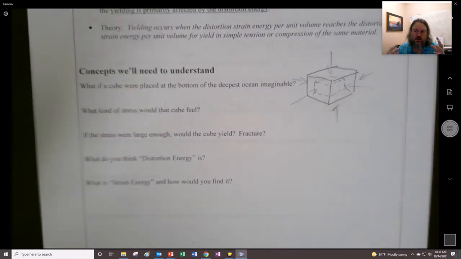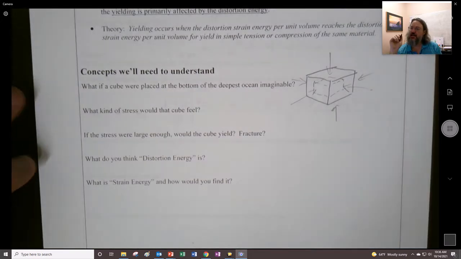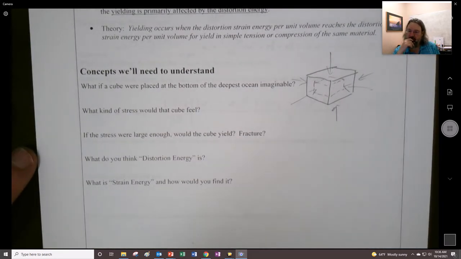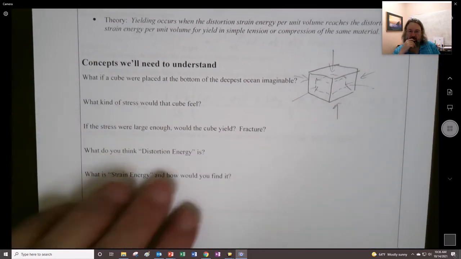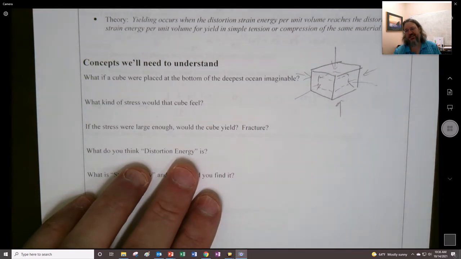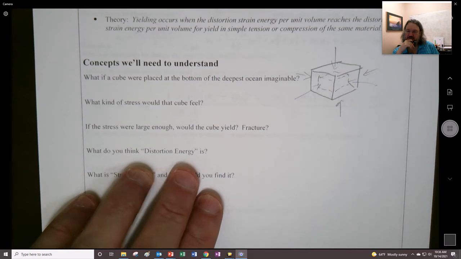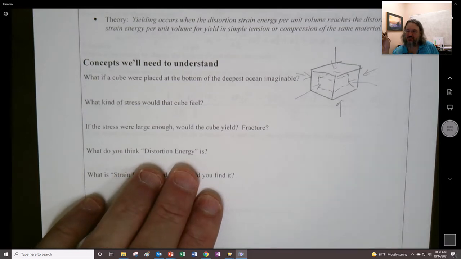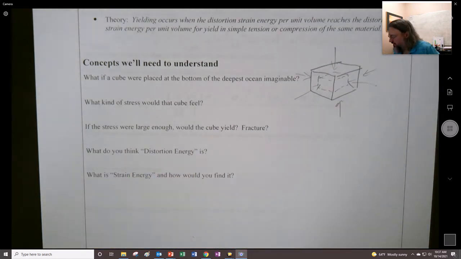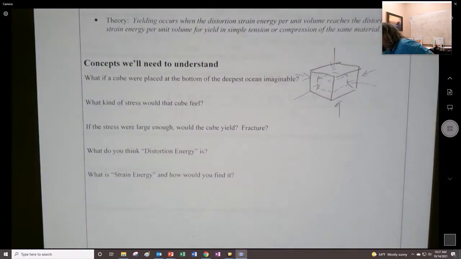So maybe you could get it in your head that that is a different kind of stress. That is hydrostatic stress. And I always ask, what do you think distortion energy is? I kind of already told you, so this is not a very good Socratic question. But is distortion energy just like it sounds? It's the energy when something distorts. And when we're talking about energy, remember, we're talking about strain energy, which is like a spring. We had a spring right here just a second ago.